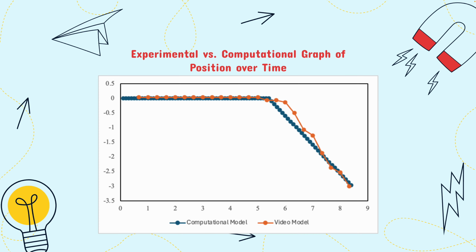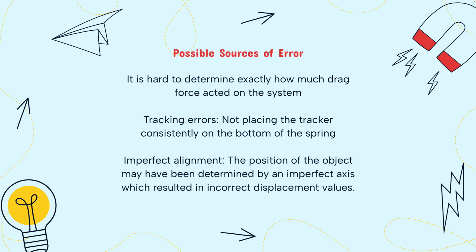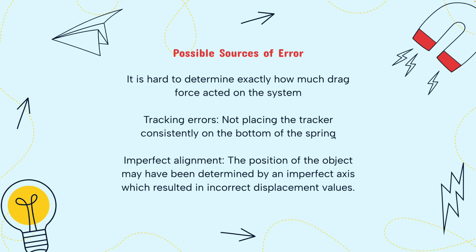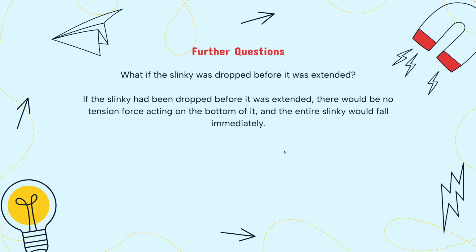Secondly, and what appears pretty important in this table at least, was that the tracker was not placed consistently on the bottom of the spring, we believe, because there's a lot of variation here that's not quite linear, and it should probably be closer to a linear approximation. And then thirdly, the imperfect alignment of the axis that we may have used may have resulted in incorrect displacement values when we were using tracker.